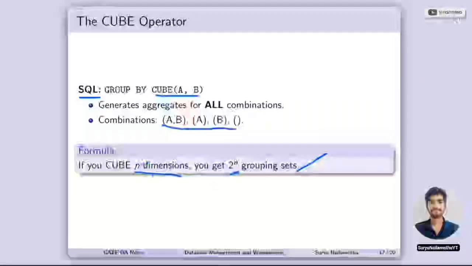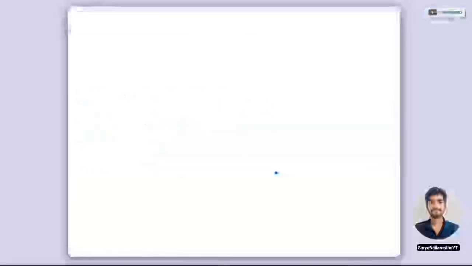So if it is given 2, then how many grouping sets will we have? 2 power 2, which means 4. That means there are 4 grouping sets available.